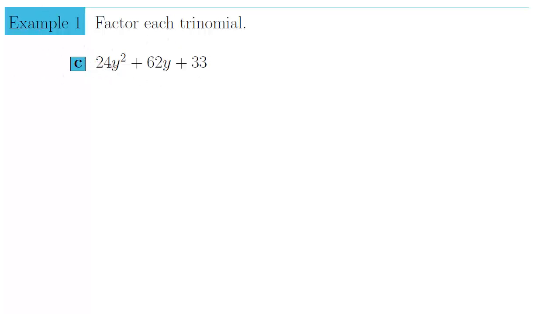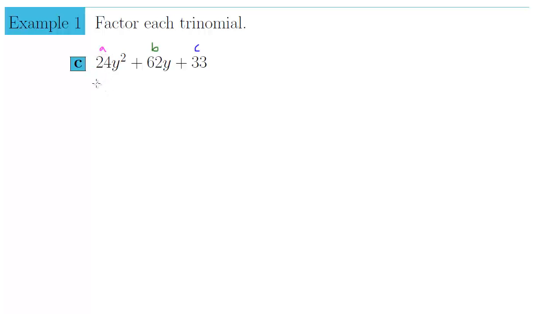It's 24y squared plus 62y plus 33. So the first step is to break down the a coefficient. Let me label my coefficients. A, B, C. Unfortunately, the a coefficient is kind of beastly.